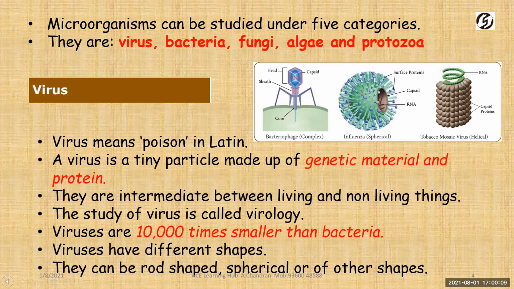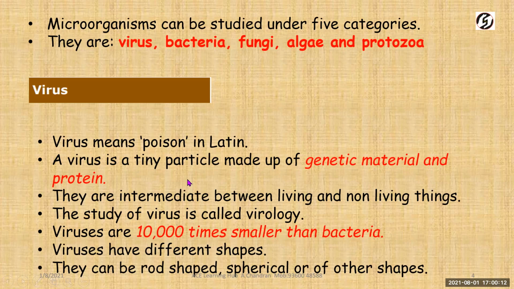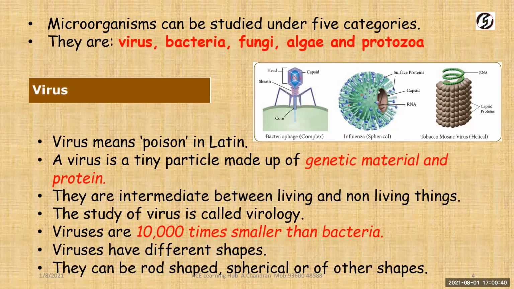Okay, so viruses have different shapes. Some may be circular, some may be triangle sort of thing. So they have a different shapes. They can be rod shaped, like a rod, spherical, or of other shapes. What you see like the corona depiction is like a sphere with spokes all around. So these are the typical structure of some viruses around.